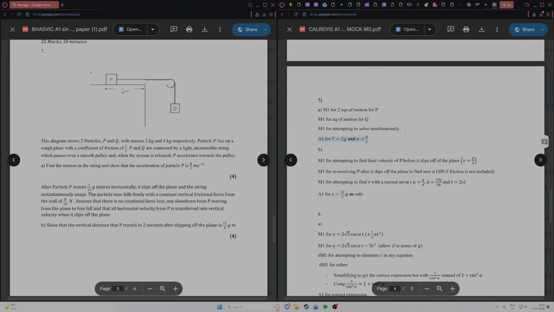These should have units, actually. You need newtons here to get this final accuracy mark. That's my fault.